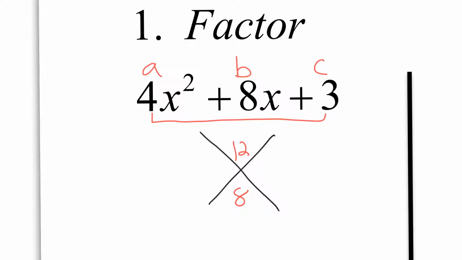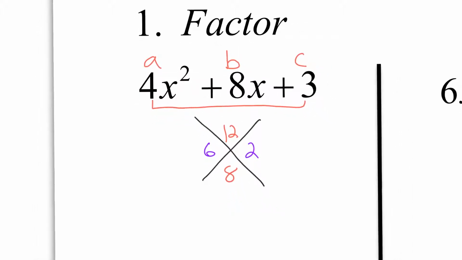You are going to find two numbers that multiply to 12 and add up to 8. So the numbers 6 and 2. 6 times 2 is 12, and 6 plus 2 is 8. So make sure those two numbers work every time you find the factors.